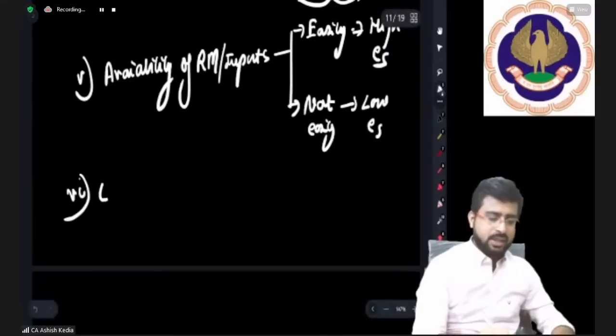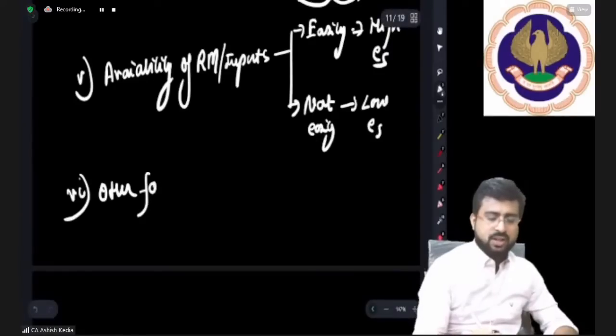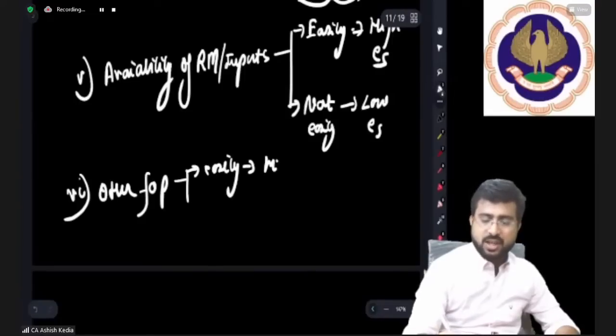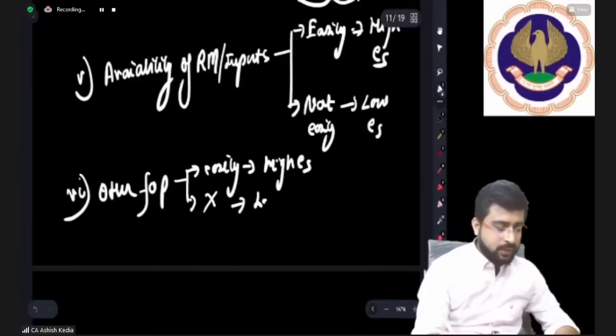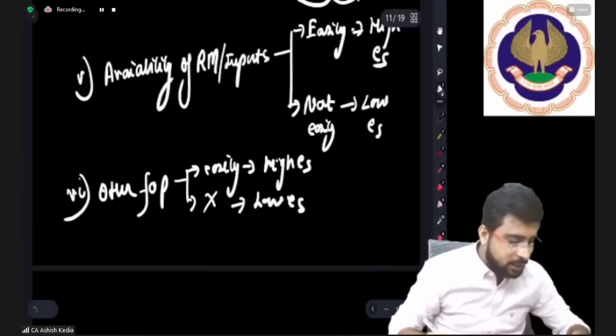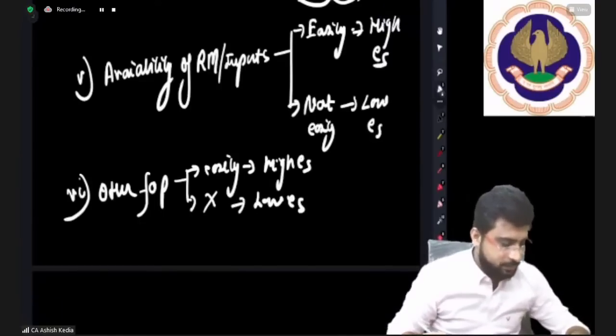Other factors availability. If other factors of production are easily available, supply can be adjusted and therefore elasticity is high. If factors of production are not easily available, then the elasticity of supply is going to be low.